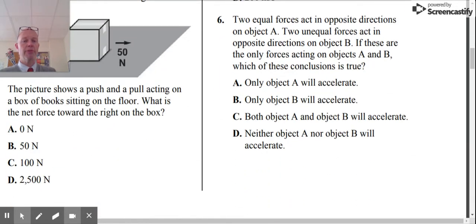Question 6. Two equal forces act in opposite directions on object A. Two unequal forces act in opposite directions on object B. Okay, equal forces on object A, unequal on B. If these are the only forces acting on objects A and B, which of these conclusions is correct? Remember, acceleration can only happen if the forces are unequal.